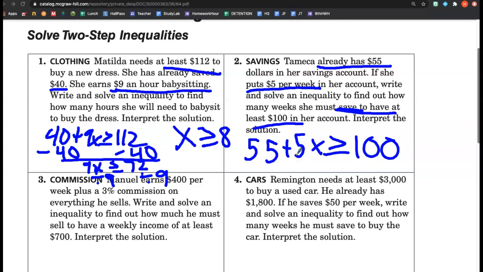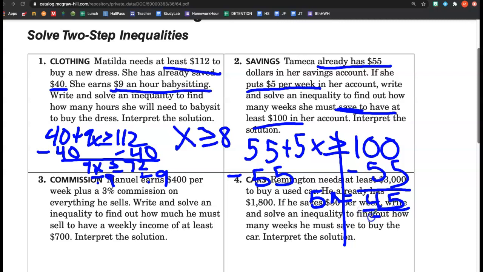Okay, so you have to subtract 55 from both sides. And then you get 45 on here, and then 5x over here. And then you divide 45 by 5, and then you have x. So x is greater than or equal to 9. Yep, that's the sign she has.